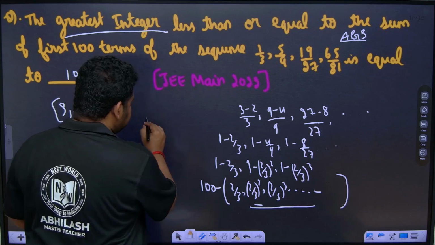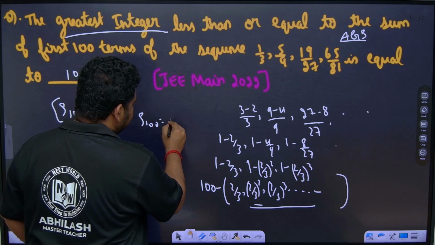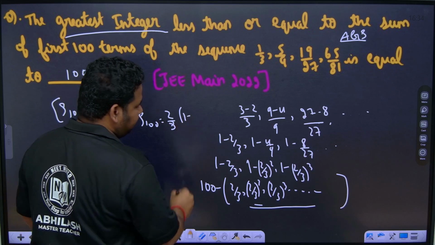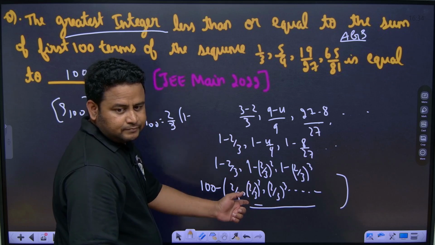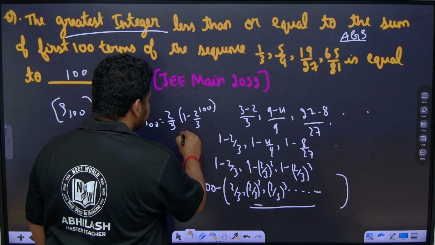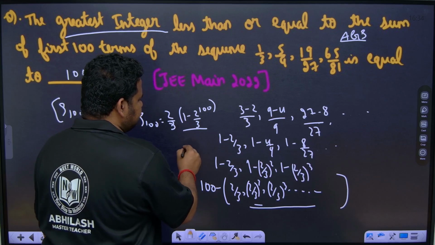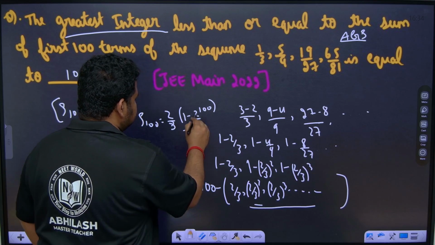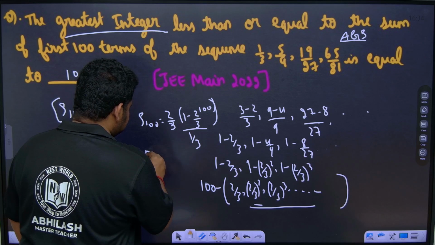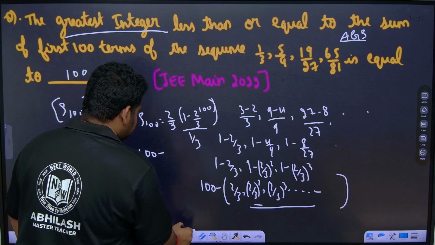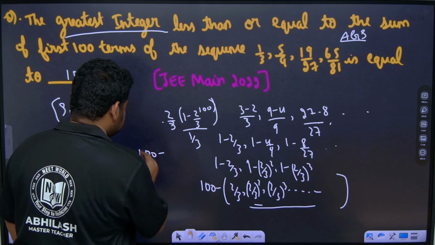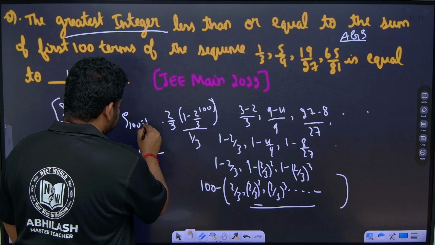So S100 is equal to A into, A is 2 by 3, 1 minus R to the power of n. Because 2 by 3 is R, it is less than 1. So 2 by 3 to the power of 100, divided by 1 minus R. 1 minus 2 by 3 is 3 minus 2, that is 1 by 3. So if I do this, I will get the sum S100 as 100 minus this one.